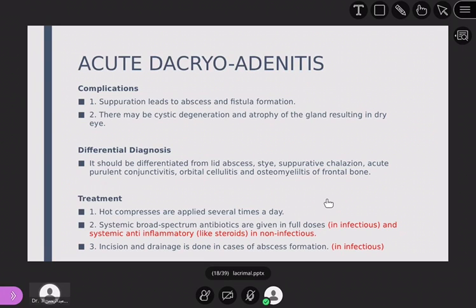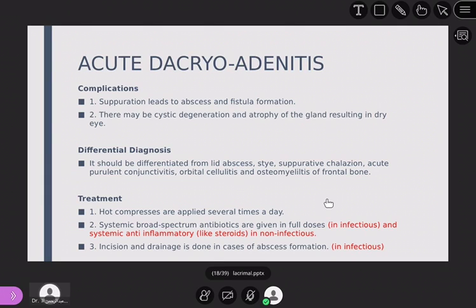So the complications of acute dacryoadenitis: suppuration leads to abscess and fistula formation. There may be cystic degeneration and atrophy of the gland, resulting in dry eye. Differential diagnosis: it should be differentiated from lid abscess, stye, suppurative chalazion, acute purulent conjunctivitis, orbital cellulitis, and osteomyelitis of the frontal bone.